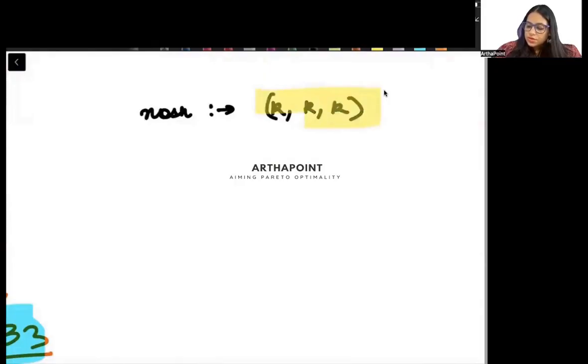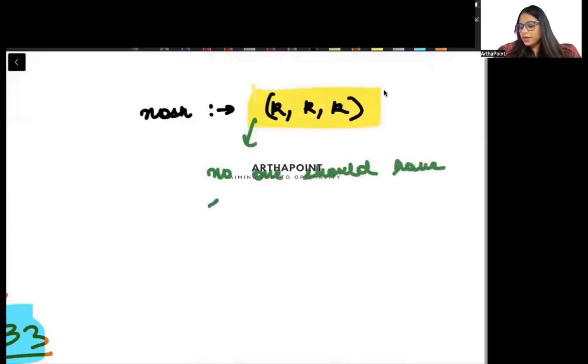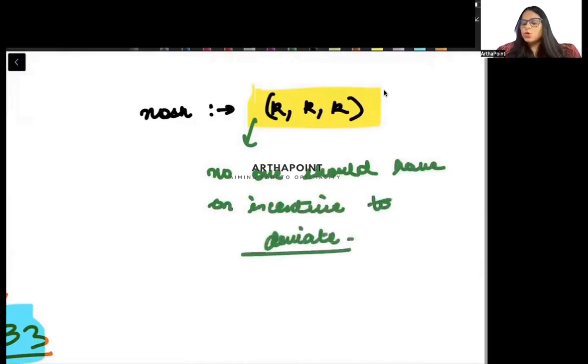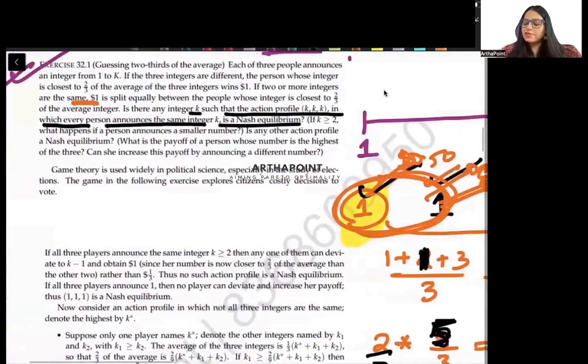From this number, no one should have an incentive to deviate. No one should have an incentive to deviate. It means we need to come up with an integer between 1 to k. The k should be such an integer that everyone announces that number itself, every person says that as their number, and no one goes ahead and deviates from this number.